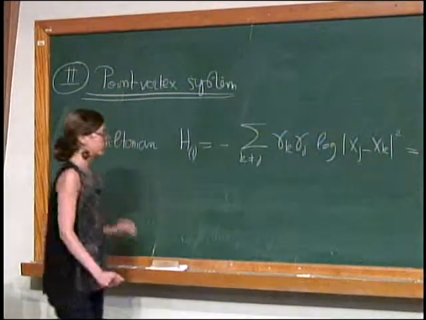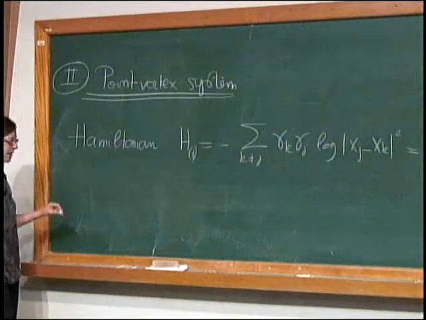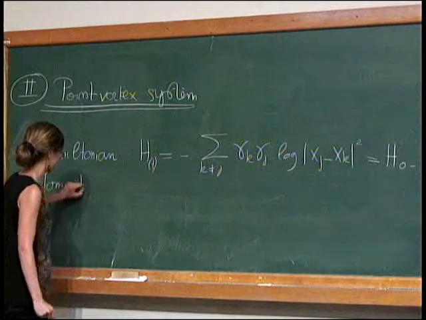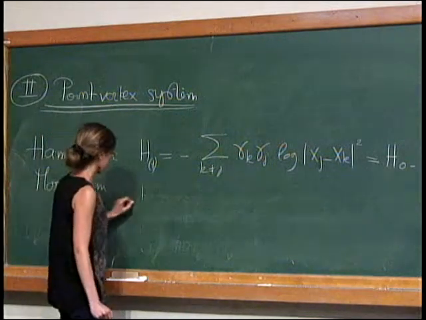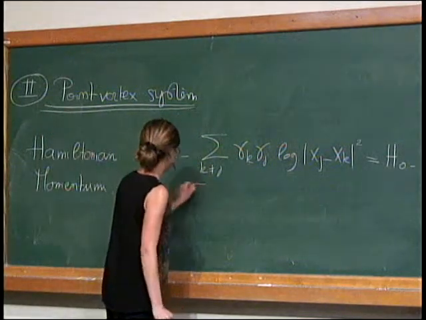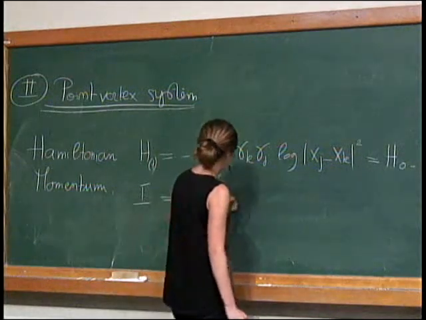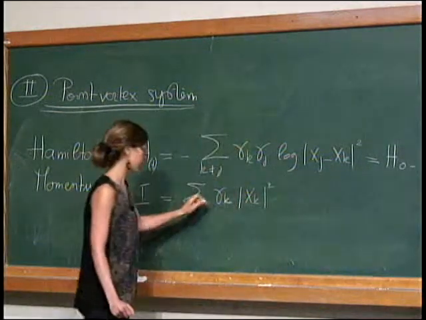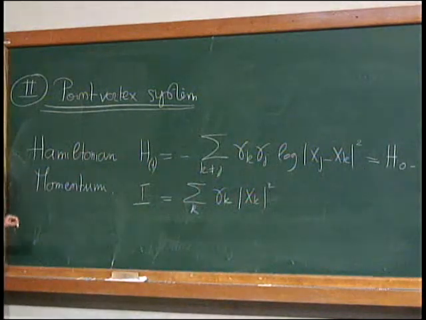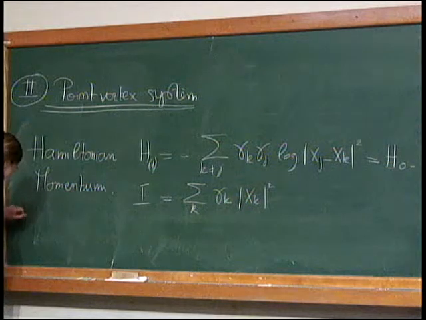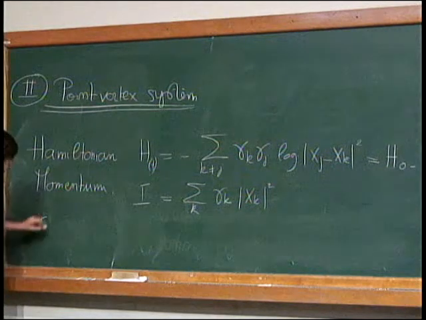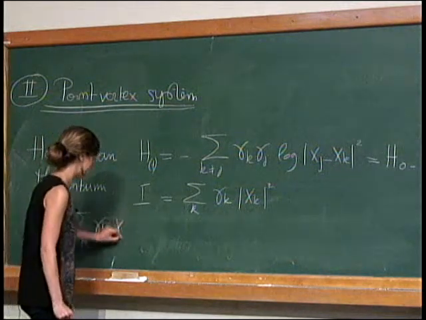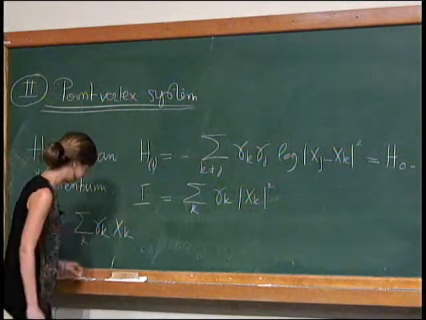And we also have conservation of the moment of inertia. Let's call it I. So this is the sum of gamma k xk squared. So this is conserved. And we also have the center of inertia, C, which is the sum of gamma k xk. So this is conserved.